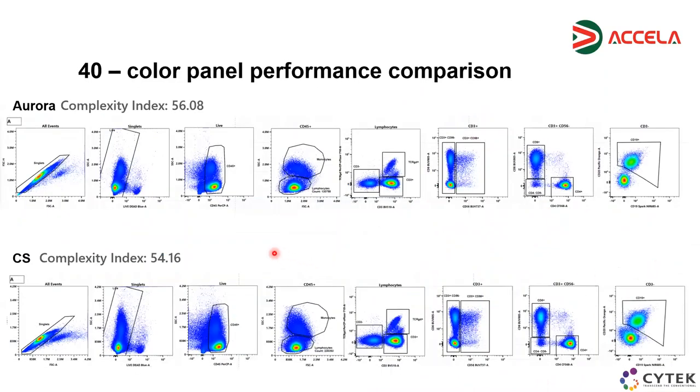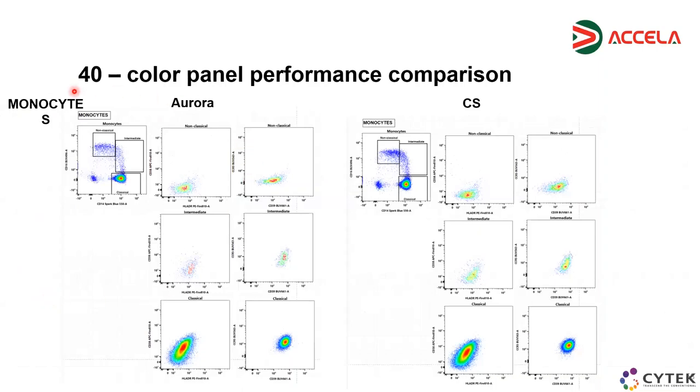Here you can see a comparison that we did on our 40 color panel when running on the optics from the Aurora and the optics from the cell sorter. As you can see, it's quite comparable in terms of signal separation, in terms of spread, and the complexity index. The complexity index is what is given by our unmixing algorithm. As you remember, the system is putting together several fluorochromes one against the other, calculating the similarity, and then giving you a complexity index. Of course, the higher the number of parameters, the higher the complexity index. But in this case, 56 to 54 complexity index is quite comparable, showing that we would expect the same complexity either running on the Aurora or on the cell sorter.